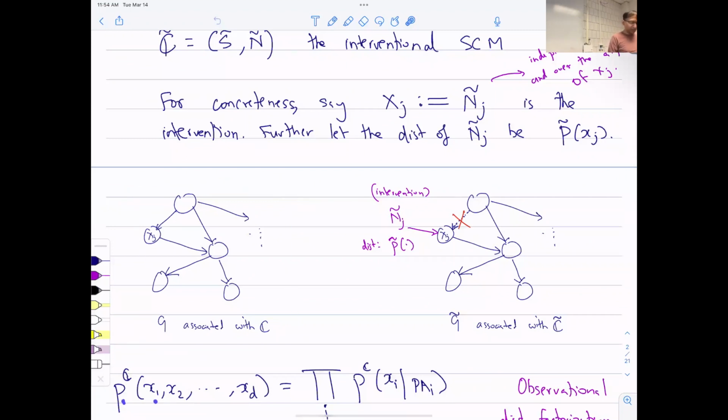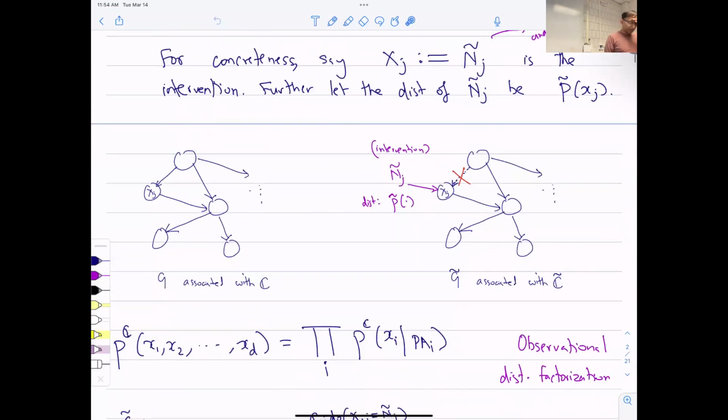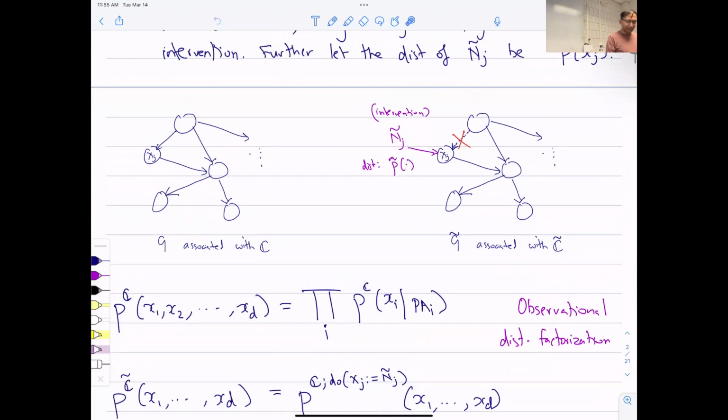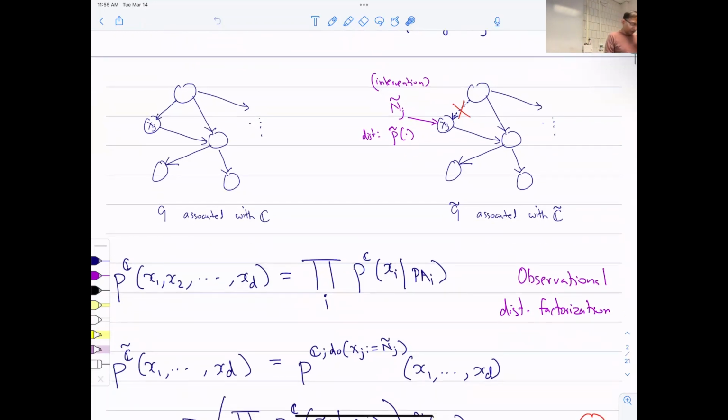So let's look at the original graphical model C. Look at the joint distribution on X1 through XD. Well, we know the Markov factorization: it is a product over i of P_C of Xi conditioned on the parents of Xi. That's the joint distribution, the observational factorization. Similarly, let's look at C tilde. What has happened in C tilde? Edges into Xj have been deleted, and instead we replace that by an independent random variable Nj tilde. So the joint distribution for C tilde is, just using our do notation, nothing else happening in this first line, it is C with a do on that particular node of the same variables.